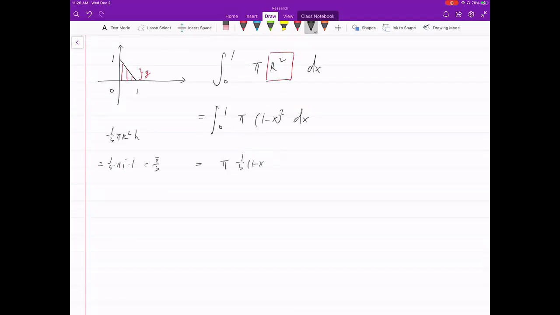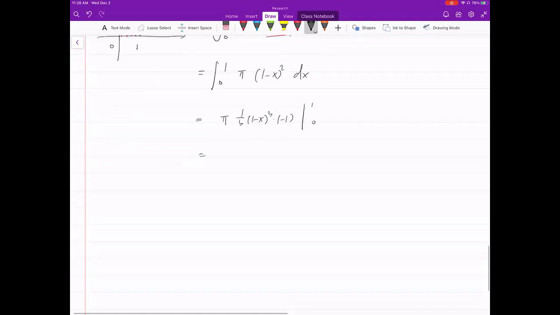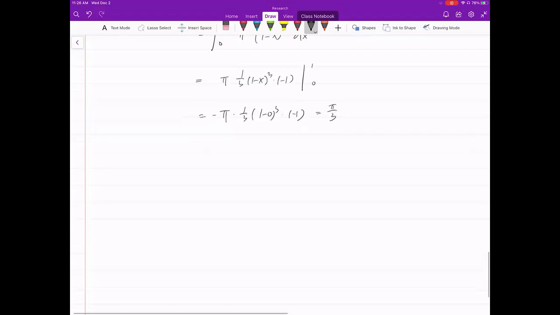Integration. You can do this by yourself later. That's not the focus here, but you can eventually get it. And plug in 1, plug in 0. Plug in 1, you get 0. Plug in 0, you get something, but then you have a minus here, which gives you pi over 3. So we got the right answer. Sounds good? That's pretty neat. Let's try more.